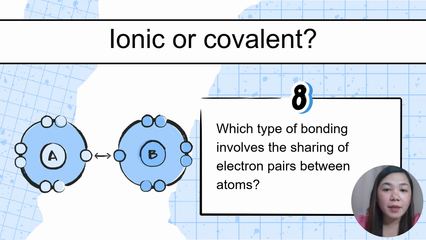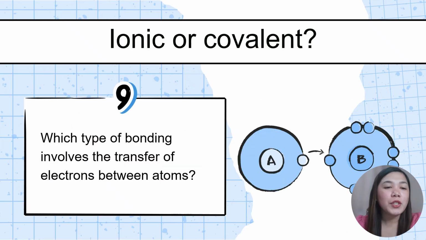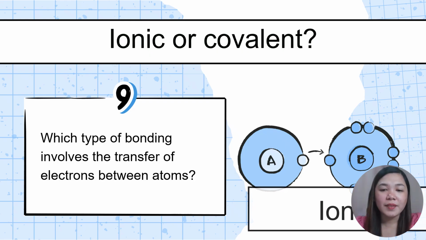Alright, item number 8, which type of bonding involves the sharing of electron pairs between atoms? So, is it ionic or covalent that they share these electrons? The answer is covalent. Okay. Next item, item number 9. Which do you think is the type of bond that involves the transfer of electrons between the atoms? The answer is ionic bond or ionic compounds.